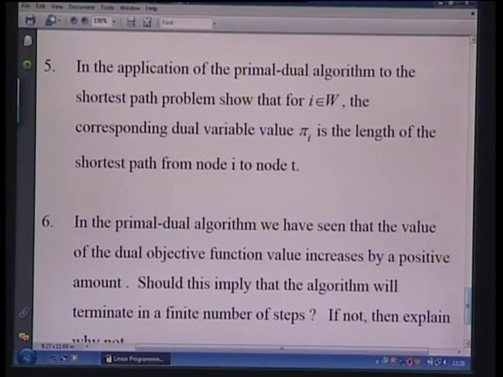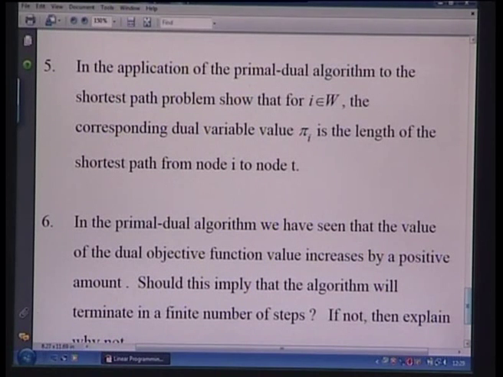and therefore, using the fact that the corresponding dual constraints, some set of dual constraints, are binding or are satisfied as equality, and from there you should be able to show that the corresponding dual variable pi i for i in W represents the length of the shortest path from that node to T. Okay. Then problem 6 is again an exercise.